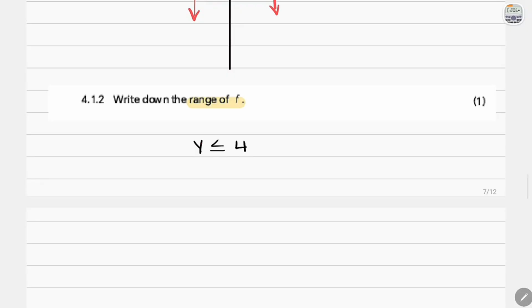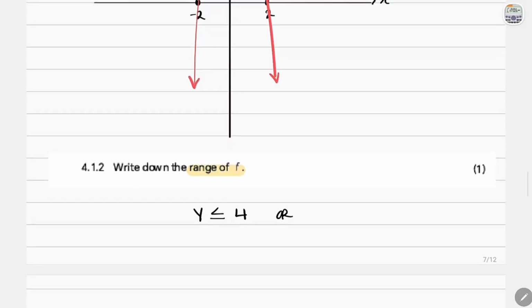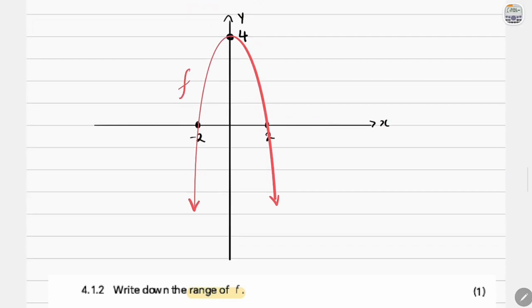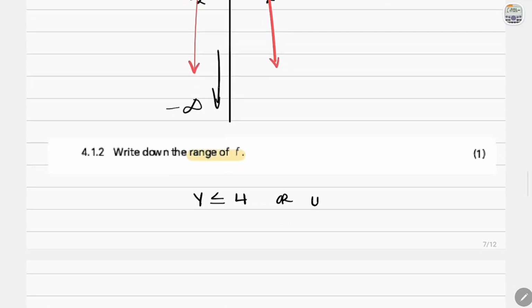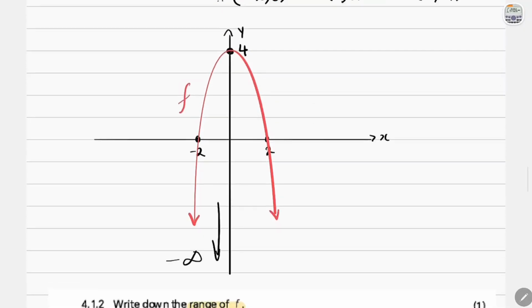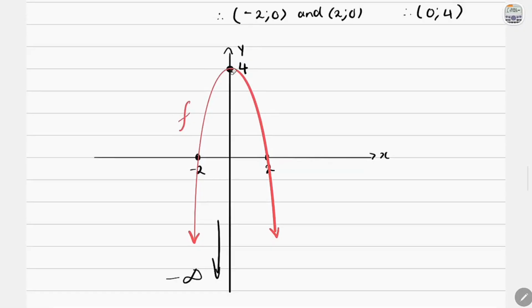You can also write this in interval notation, which would look like this. But with interval notation, you need to consider the value it's heading towards. It's going down to negative infinity, and the highest value is 4. So you always start with the lower value. We say y is an element of, going from negative infinity all the way to 4. Infinity is not a fixed value, so you use a round bracket here, and 4 is an actual included y value.